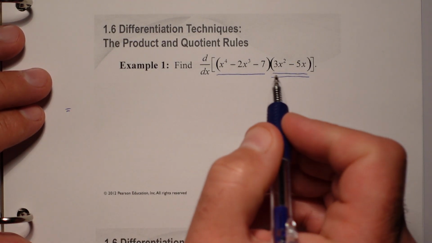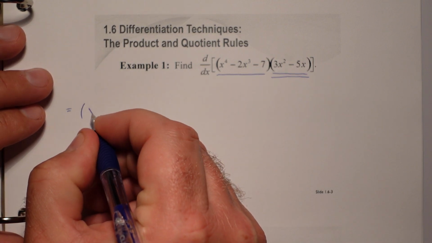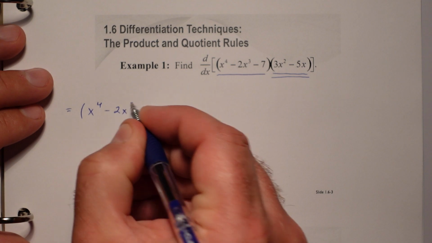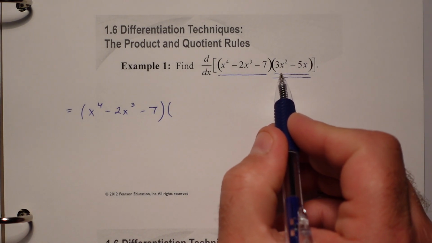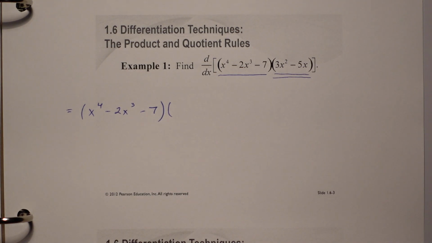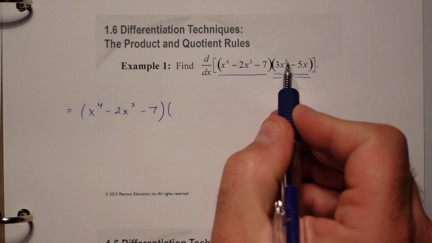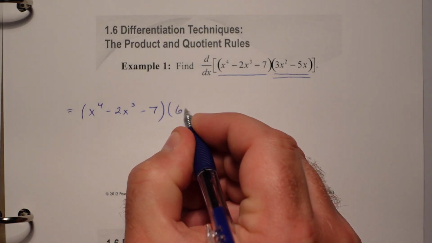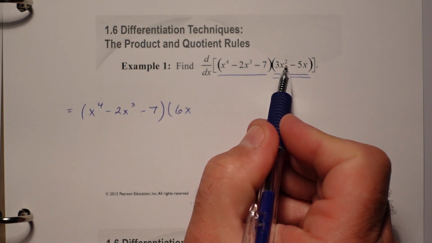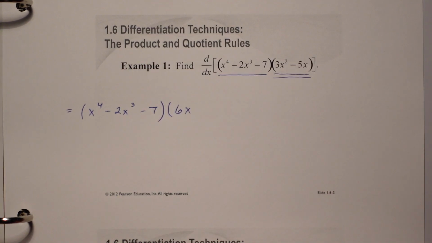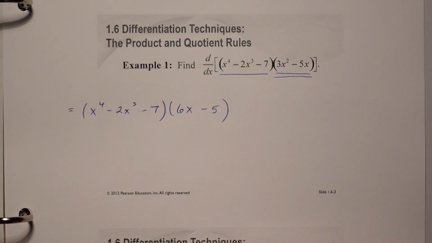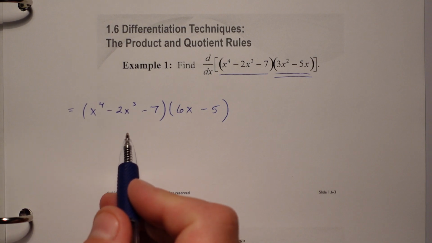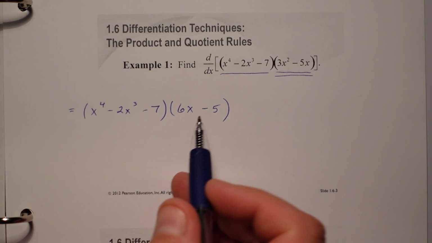This is going to equal the first factor, which is x to the fourth minus 2x cubed minus 7, times the derivative of the second. So when I look at this second piece of the function, 3x squared minus 5x, I can just use the power rule to find its derivative. So the 2 comes down and multiplies with the 3, so that's a 6x. Notice the exponent of 2 goes down by 1, so it's just 6x to the first power. And then minus the derivative of 5x is just 5. So what I've done so far is I've taken the first factor times the derivative of the second.